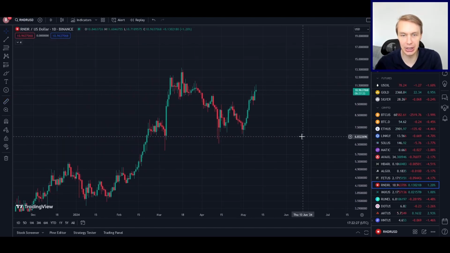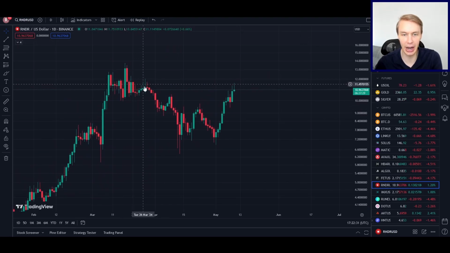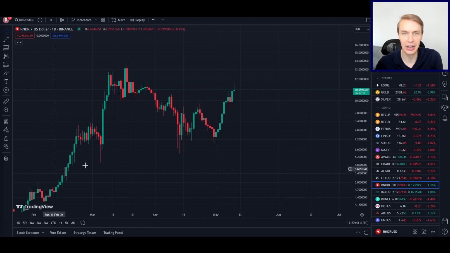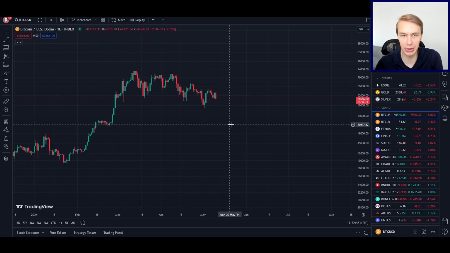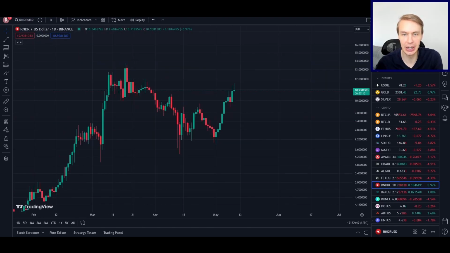But just looking at more recent price action, we also see some impressive movement in that obviously Render had a correction like the rest of the crypto market did during this time, but it is now rallying up nicely. And in fact, it is rallying better than a lot of other assets, certainly better than Bitcoin, which on the day right now is down 4%, Ethereum down 4.5%, yet Render is still in the green.